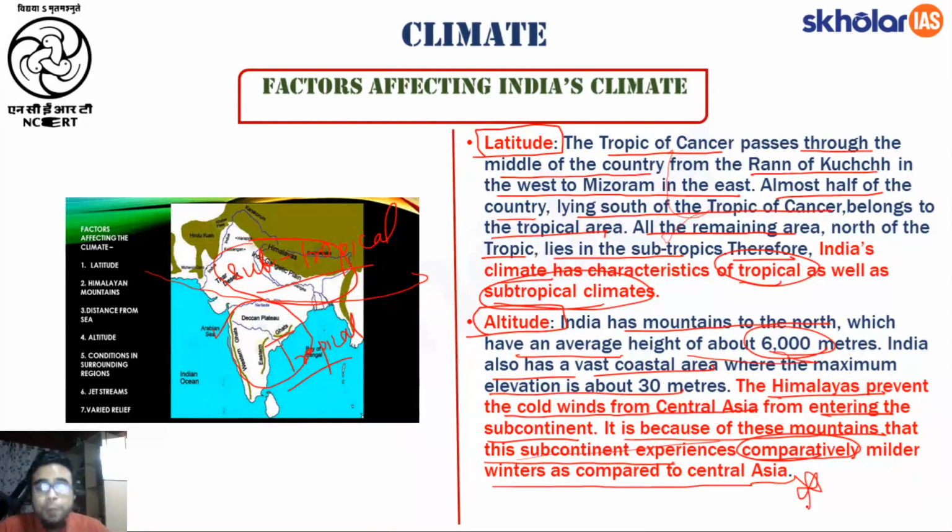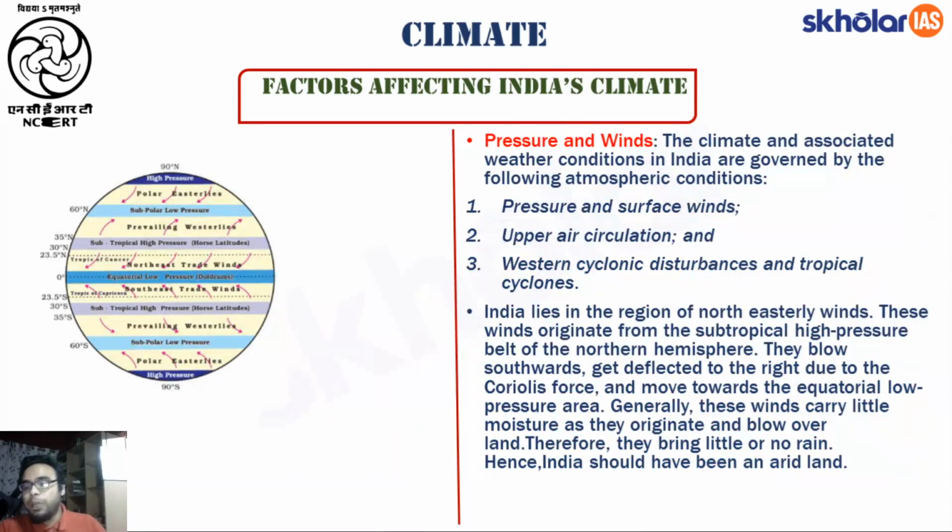and it is because of these mountains that this subcontinent experiences comparatively milder winters as compared to Central Asia. How does it happen? Because of the higher elevation of the Himalayas, the cold winds are not able to enter India. Therefore the winters that we see here are much milder compared to the regions of Central Asia as well as the Tibetan region. Understood this? This we have already dealt with. So this was about your latitude as well as your altitude.